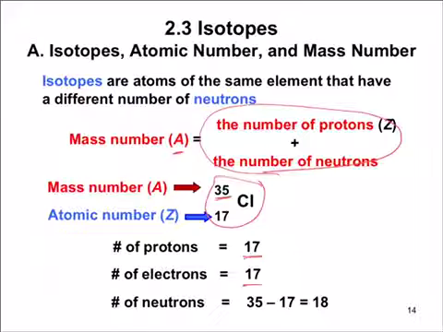It's going to be this number, this mass number, the sum total of protons and neutrons, minus the number of protons. So the way we write these, we kind of set it up so that we get 35, 17. We can do a subtraction right here to get 18 neutrons.